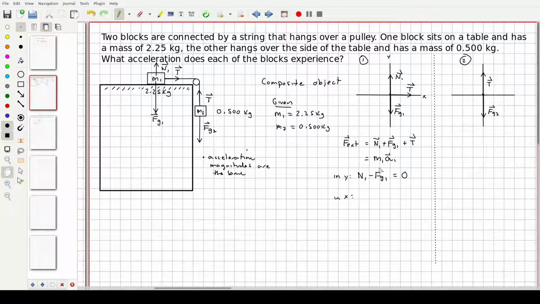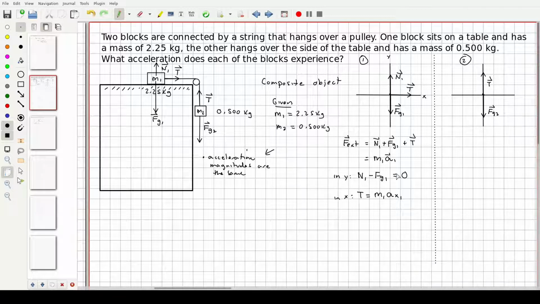Now, in the x direction, though, if you look at the tension here, there's no force other than tension that lies in x, which means there's nothing to balance it out or take away from it or add to it. So what that means is that we have a positive tension, okay? And that tension is going to act on mass 1 to cause it to accelerate to the right. I'll put a 1 here just for consistency. Now, let's not forget again that the acceleration in magnitude is going to be the same in both cases.